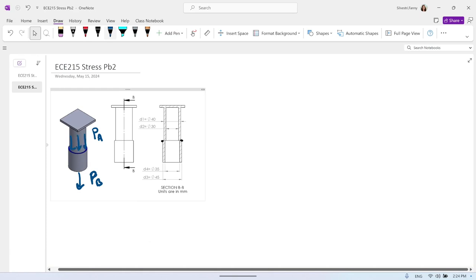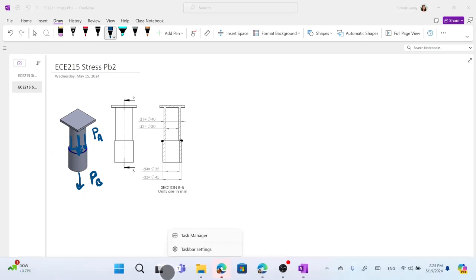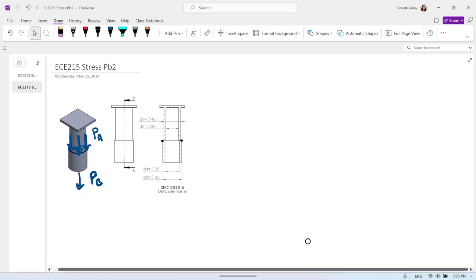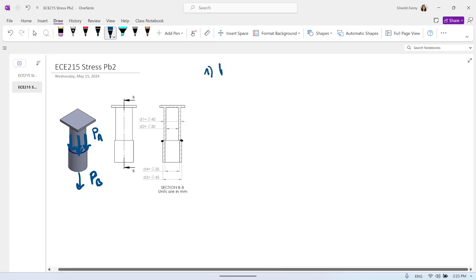So the question is, what is the stress inside the pipe? And we will see also if the dimensions of the pipe make sense. So what is the first step? I know we kind of skipped this step in the first problems, but the first step is always a free body diagram. So let's do a free body diagram.